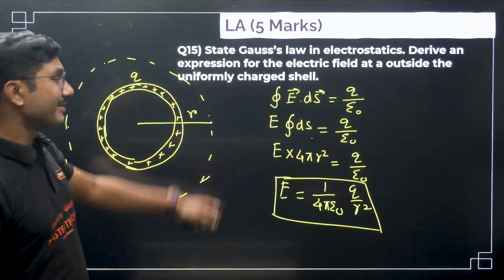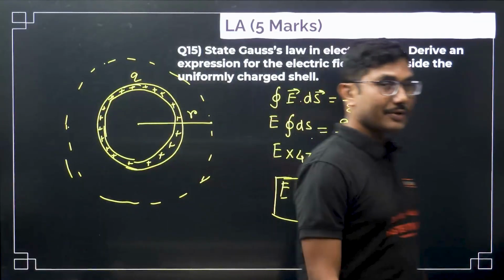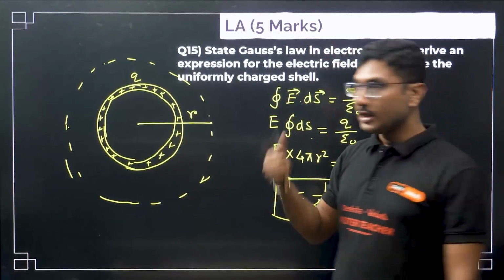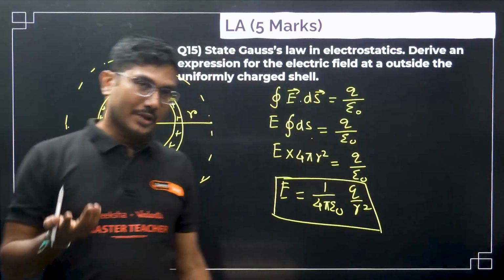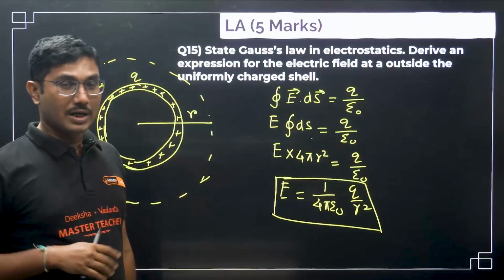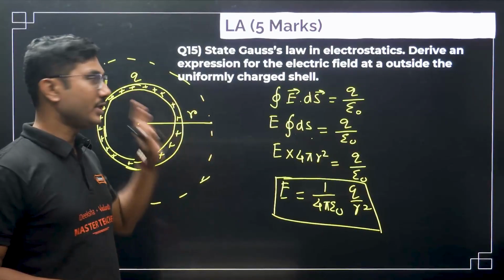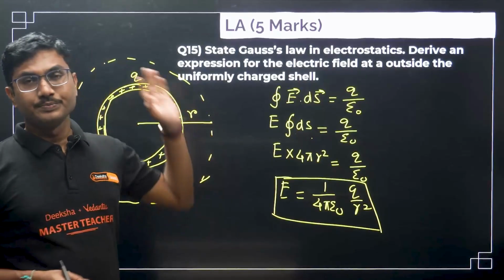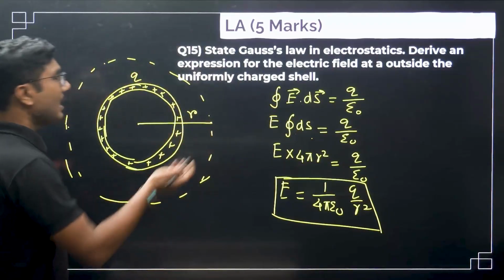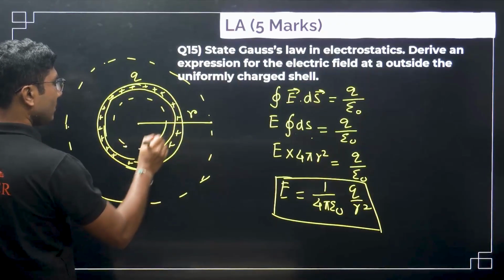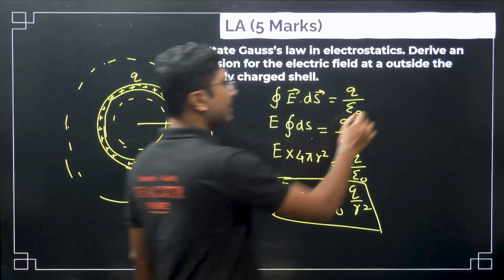This is the easiest derivation, right? That's why, if this question comes, Gauss's law will definitely be asked. If this question does not come, then Gauss's law can be asked as a 2 marker or 3 marker question. But if this question comes as a 5 marker question, then they will definitely ask you Gauss's law. Anyway, they may also add finding the electric field inside. So this was the outside case.